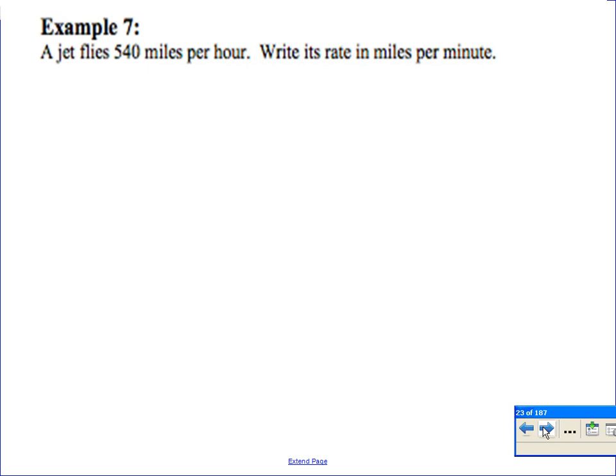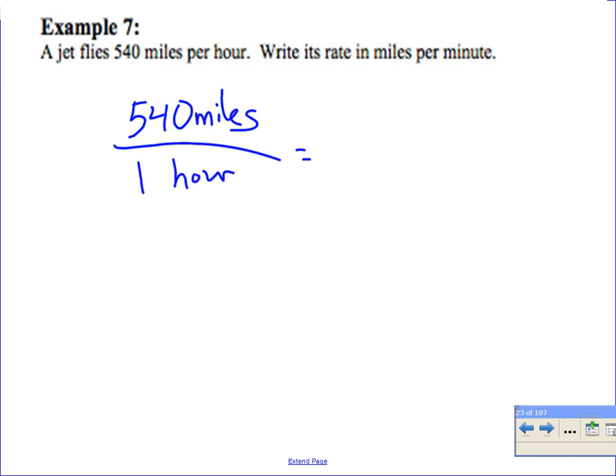Okay, example 7. Let's do one more example for now. Okay, a jet flies 540 miles per hour. Write its rate in miles per minute. So let's first set up the rate. Sean, initially, how do we write this as a ratio? 540 miles over 1 hour first. Okay, then we need to convert it to be 60 minutes, right? So 540 miles, which we're just converting hours to minutes.